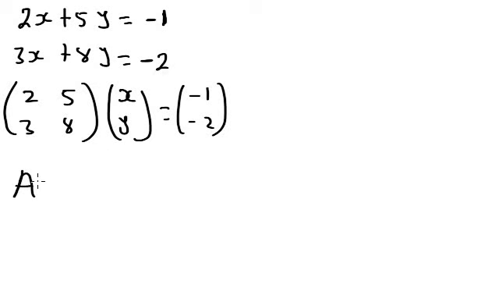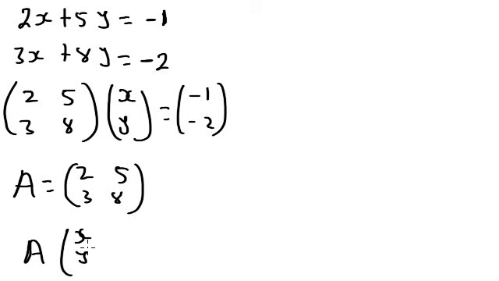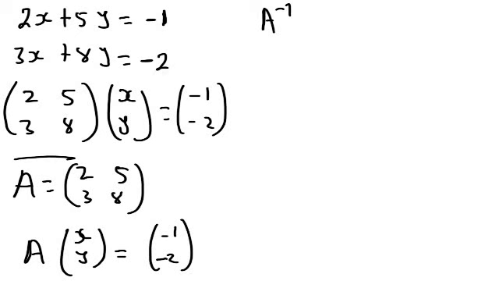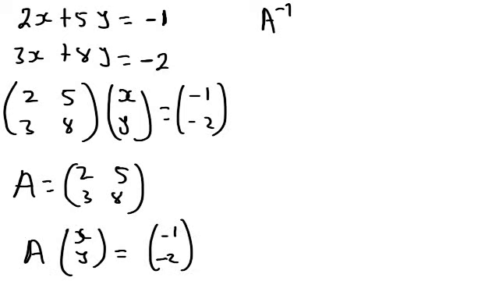So what if I set A to be equal to this matrix 2, 5, 3, 8? Then this expression right here can be written as A multiplied by [x, y] equals [-1, -2]. Now, what if I determine the inverse of matrix A and then multiply both sides of this equation? What would we have? Let's see.